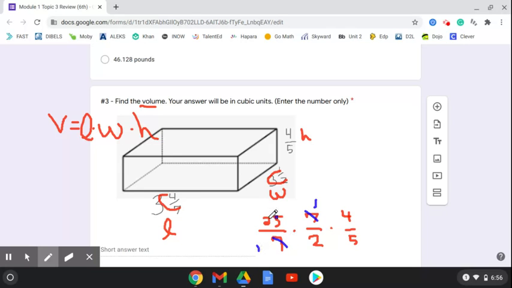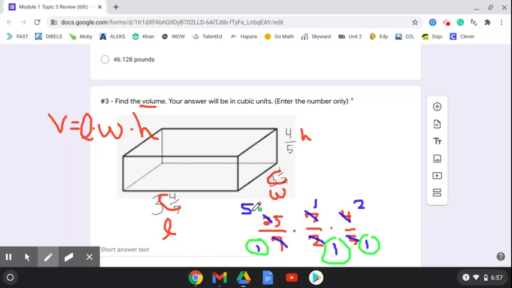Next, I have a 25 up top here and a 5 on bottom. I know 25 and 5 are both divisible by 5. So 25 divided by 5 is 5, and 5 divided by 5 is 1. I can also cross simplify 4 over 2 because 4 and 2 are divisible by 2. 4 divided by 2 is 2. 2 divided by 2 is 1. And so now, as you can see, all my denominators are 1.